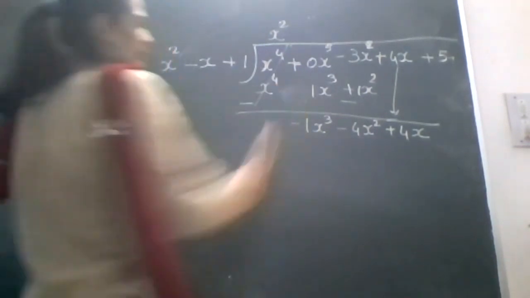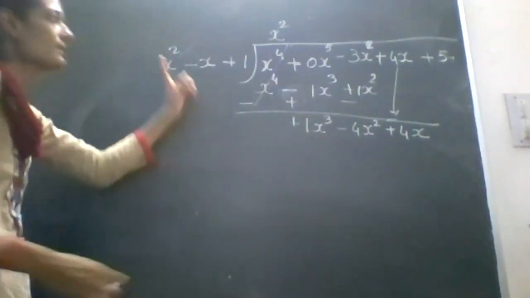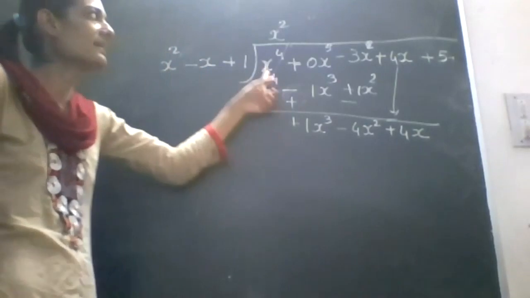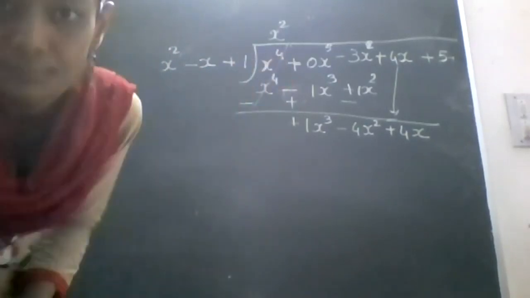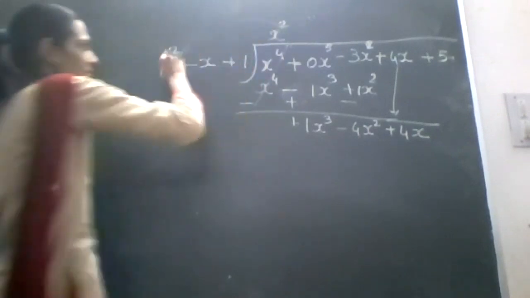Ma'am, I didn't understand the second one. Please explain again, here it became minus, here plus. See, x square is there and here x into 4 is there. Right? So now we have to multiply x square into x square.